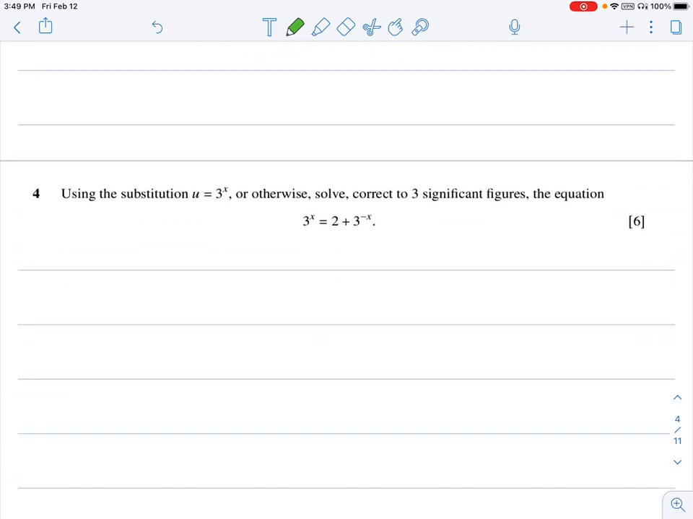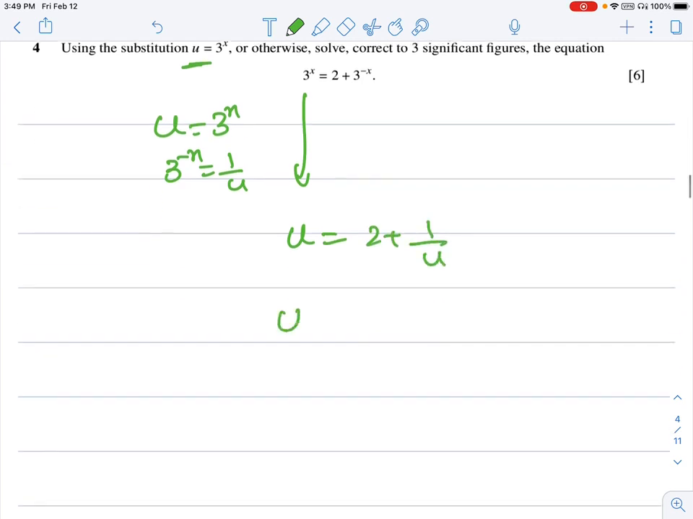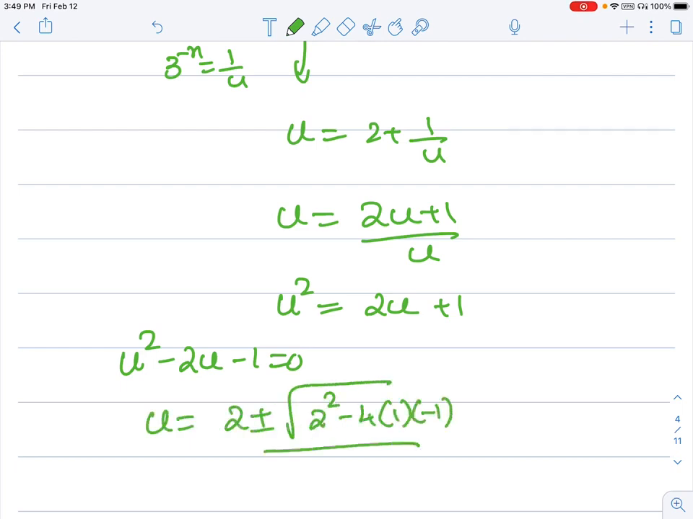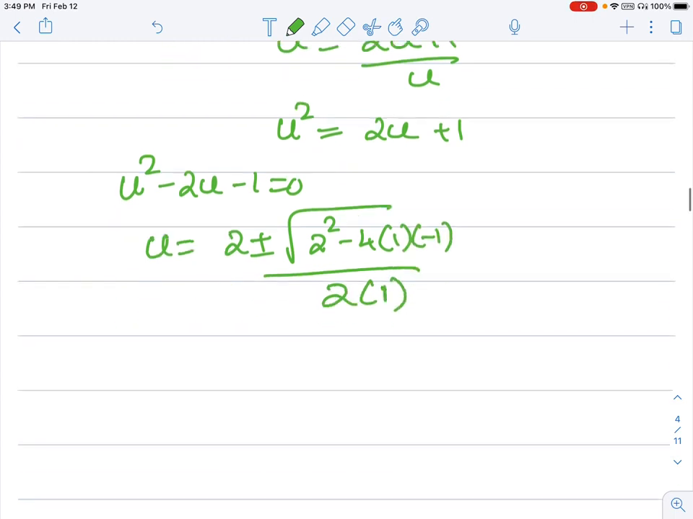Question number 4. Substituting u equal to 3 power x, solve this one. If u equal to 3 power x, 3 power minus x will become 1 upon u. So substitute u equals 2 plus 1 upon u. So multiply by u, so u squared equals 2u plus 1. I get u squared minus 2u minus 1 is equal to 0. It's a quadratic. Use the formula minus b plus or minus square root of b squared minus 4ac upon 2a. So it becomes 2 plus or minus square root of 8 upon 2.